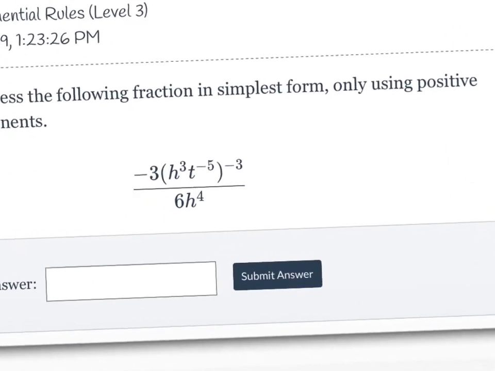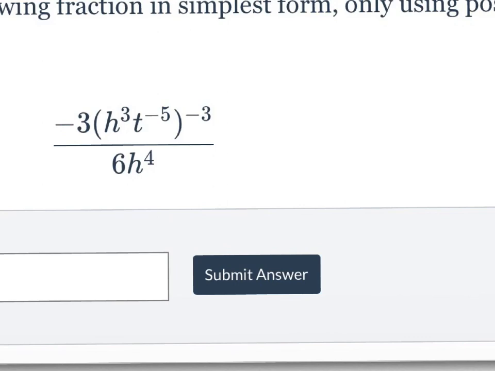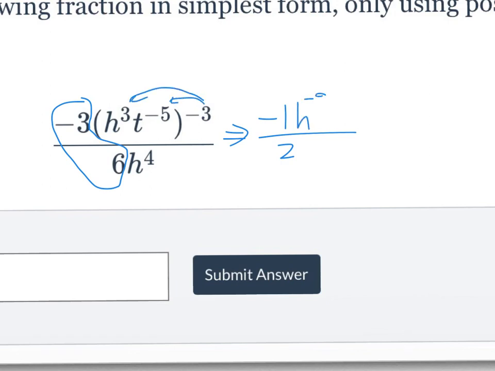Last one, same principle here, a little more complex, bigger numbers, go through the same process. Do your numbers first. Well, in this case, this -3 is not on this -3 right here, okay? So all I have here is -3 over 6. You could go ahead and simplify that if you wanted to, and that's going to be -1/2. Do your power to a power, which means you multiply here. So that's going to be h to the -9th, t to the positive 15th.